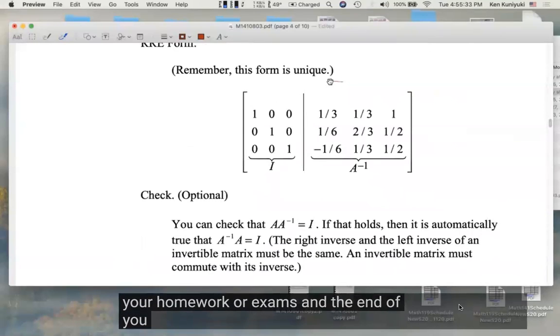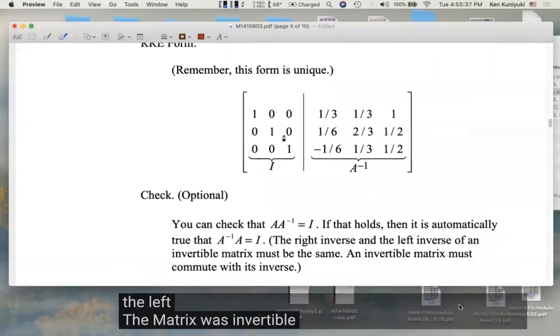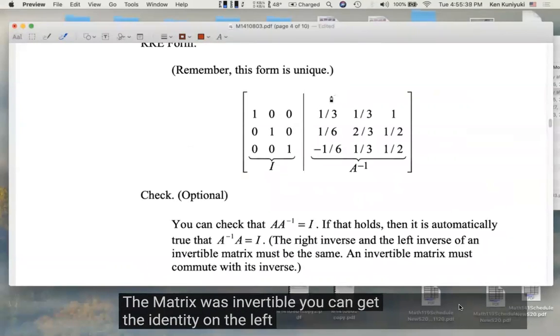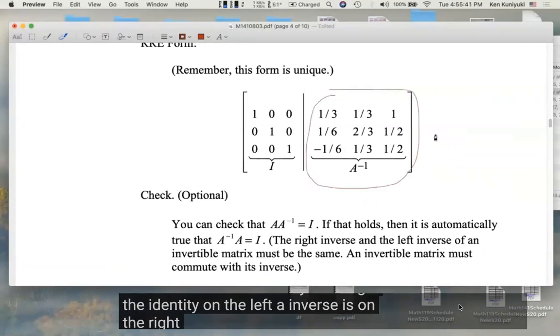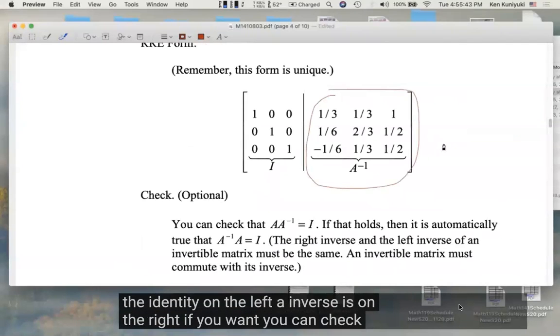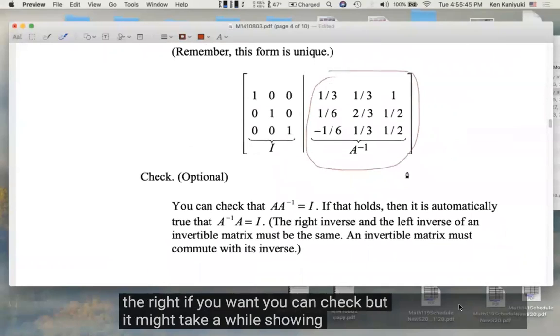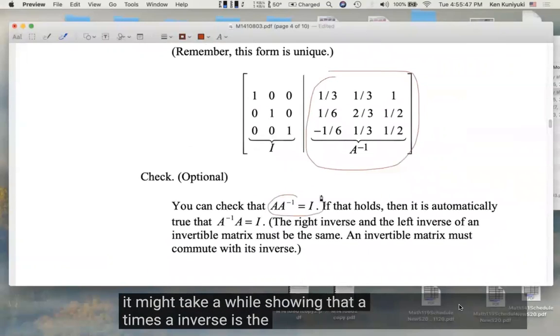And you end up with this. The identity is on the left. If the matrix was invertible, you can get the identity on the left. A inverse is on the right. If you want, you could check, but it might take a while, showing that A times A inverse is the identity, or the other way.